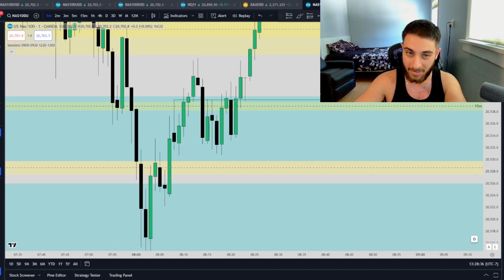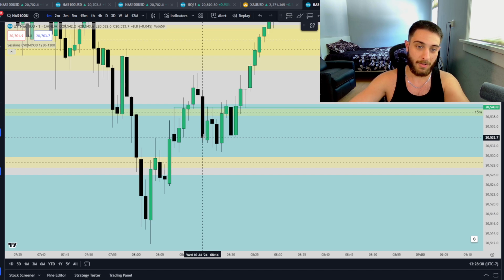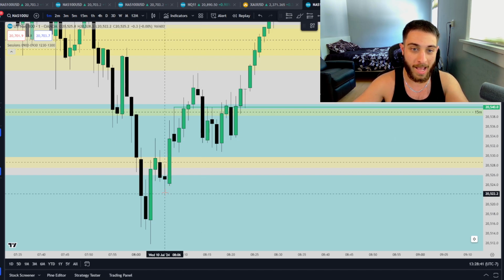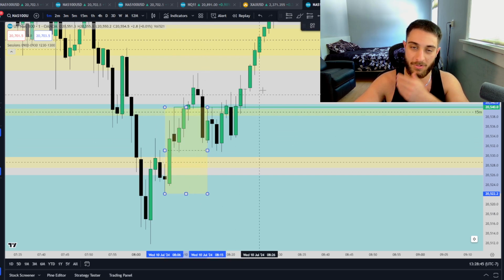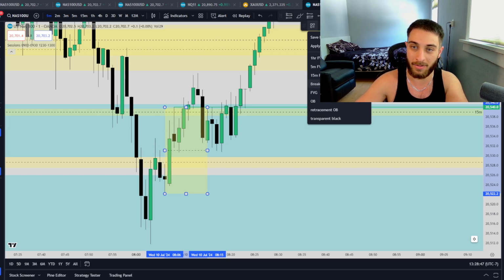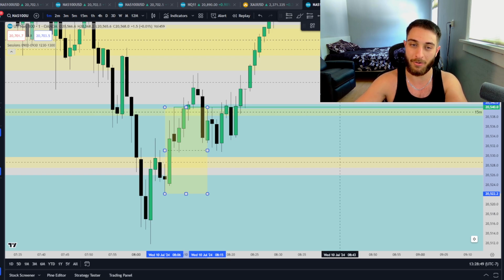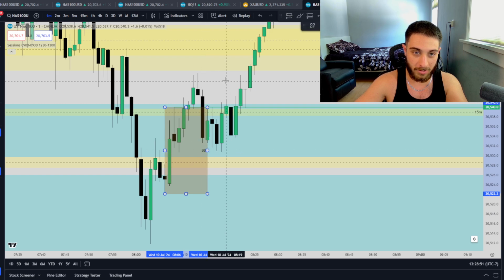Now a breaker block is essentially a failed order block. Okay. We just grab that last move. Here, I'll go more in depth in another video. So if you still don't get it, just bear with me. It's similar to an order block. Just think of it almost like an order block. So we mark the breaker block.